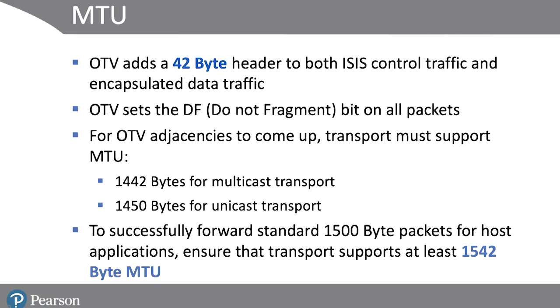While deploying OTV, it is important to note that OTV adds a 42-byte header to the ISIS control traffic and the data traffic. Thus, when you're configuring the interfaces, make sure that you have configured the MTU value correctly. For the multicast transport, with the default MTU settings, you can send traffic up to 1442 bytes, whereas for the unicast transport, you can send up to 50 bytes.